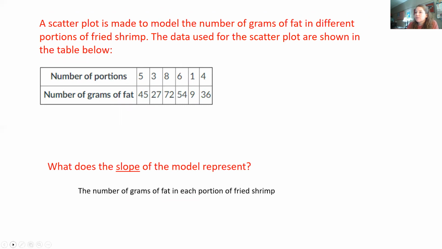All right, and now let's look at this one. Is this the last one? No, we got a couple more. All right, what does this say? A scatter plot is made to model the number of grams of fat in different portions of fried shrimp. The data used for the scatter plot are shown in the table below. So we got to figure out a slope. So in other words, we got to use our data button, and we're going to use the line of best fit. If this were a scatter plot, we could certainly make a scatter plot.